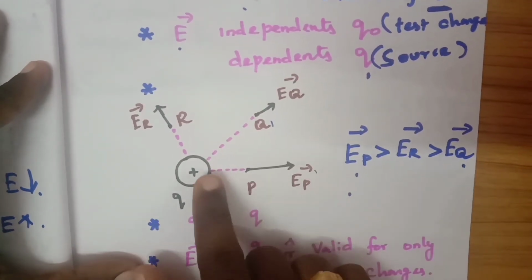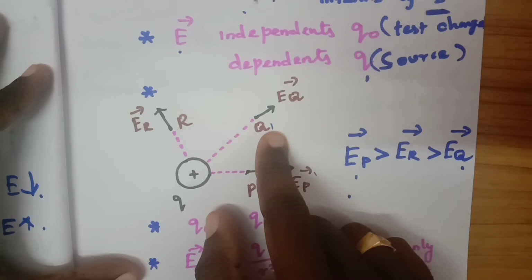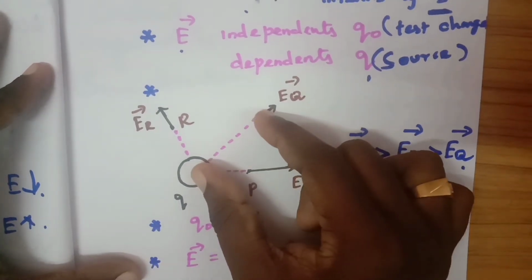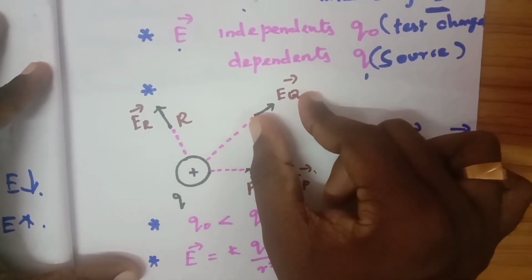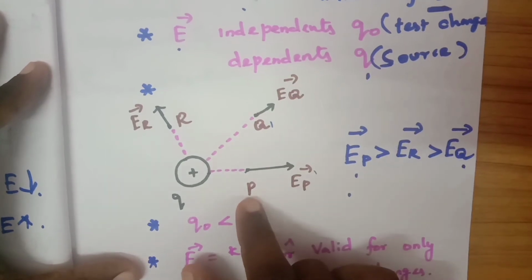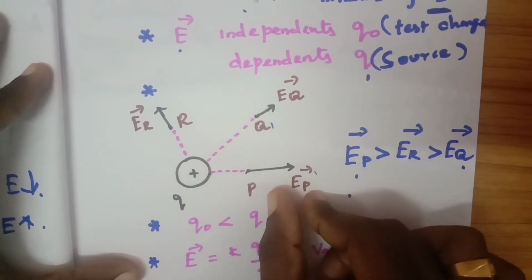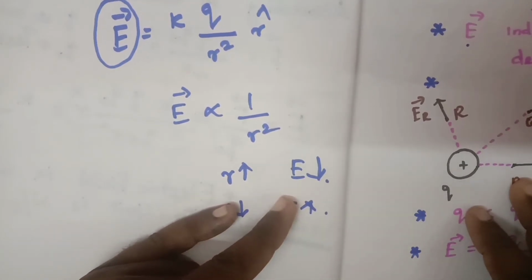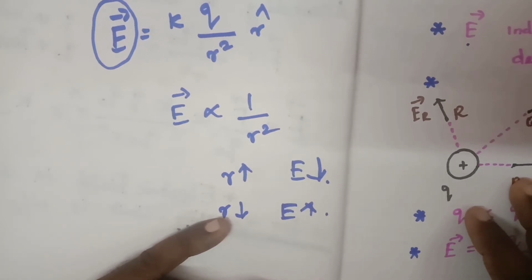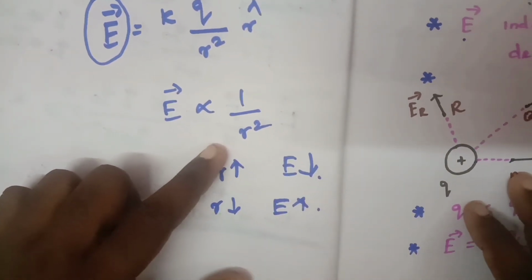So the magnitude of EP vector is greater than ER vector and EQ vector. Why? Because the distance of P is smaller than R and Q. R is far away from the source charge, so the magnitude of its electric field is much lesser. At point P, which is at the nearer distance, the magnitude of EP vector is greater. So as the distance increases, the electric field decreases. If the distance decreases, the electric field increases, because the electric field is inversely proportional to the square of the distance.